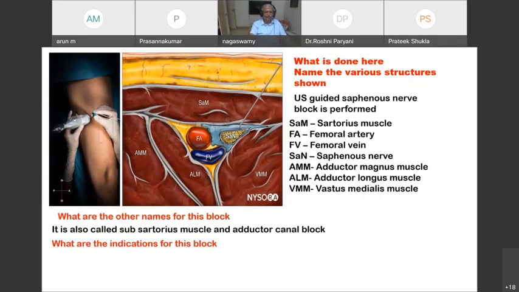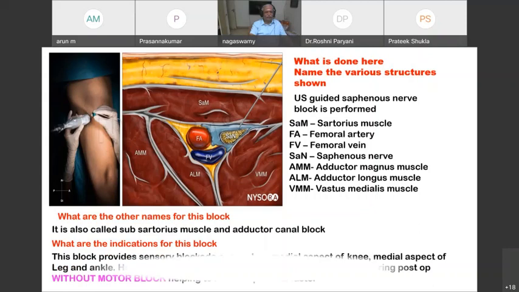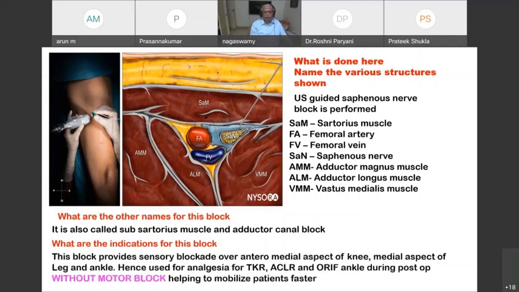It's mainly sensory. Okay? So the block provides sensory blockade over the anteromedial aspect of the knee, medial aspect of leg and ankle. Hence it is used for analgesia for total knee replacement, ACL repair, open reduction and internal fixation of ankle during post-op, without motor block, helping to mobilize patients faster. Okay, so this is what is being practiced, so that after TKR, you can make the patient walk without any difficulty, without having any pain.